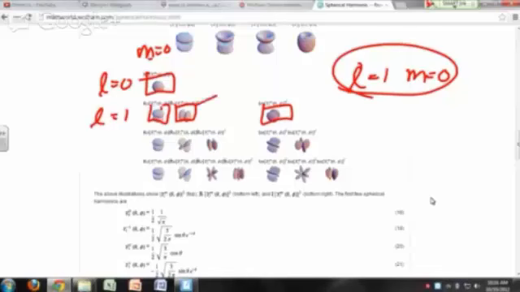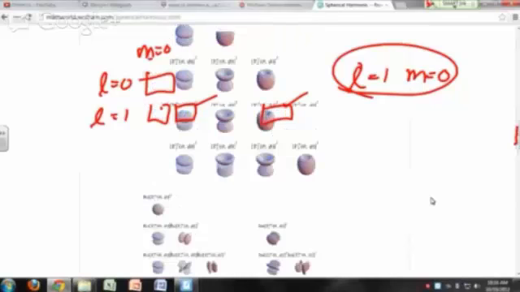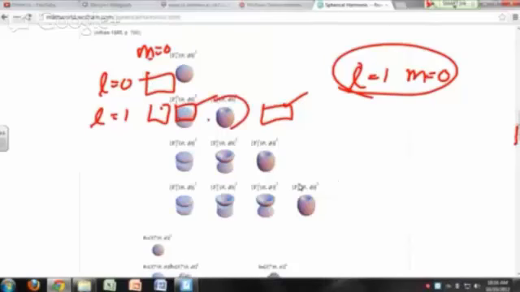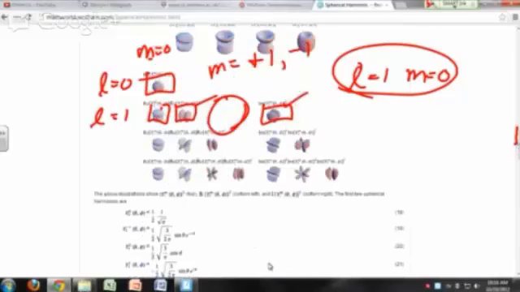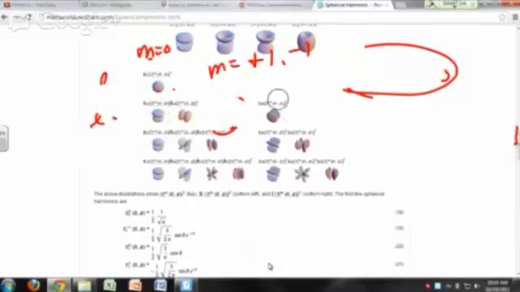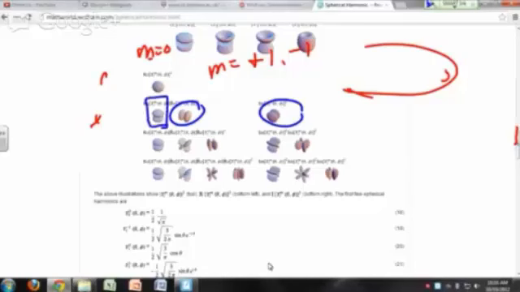Okay? And then your px and py. So instead of this donut right here representing M equals +1 and -1, you have instead this one and this one, which looks just like the pz orbital, the M equals 0 function, except that they're oriented differently. So this is aligned with the z-axis.